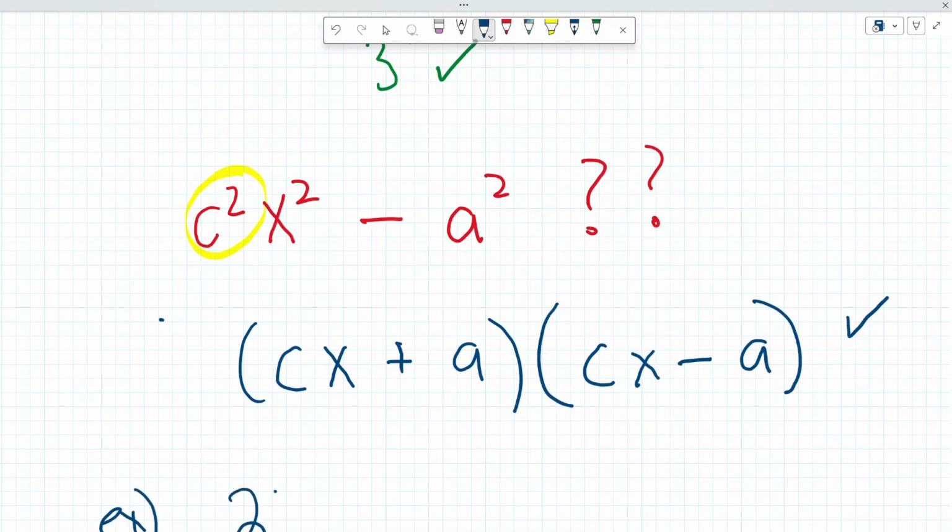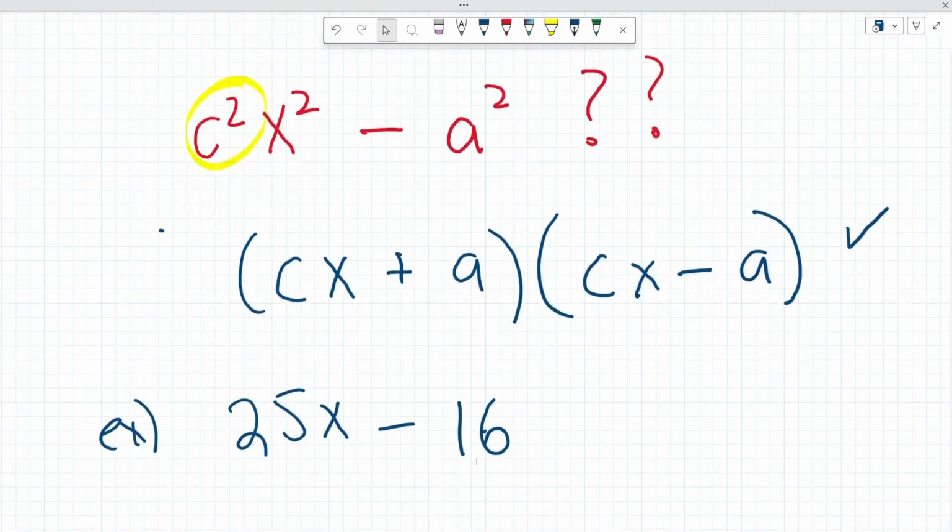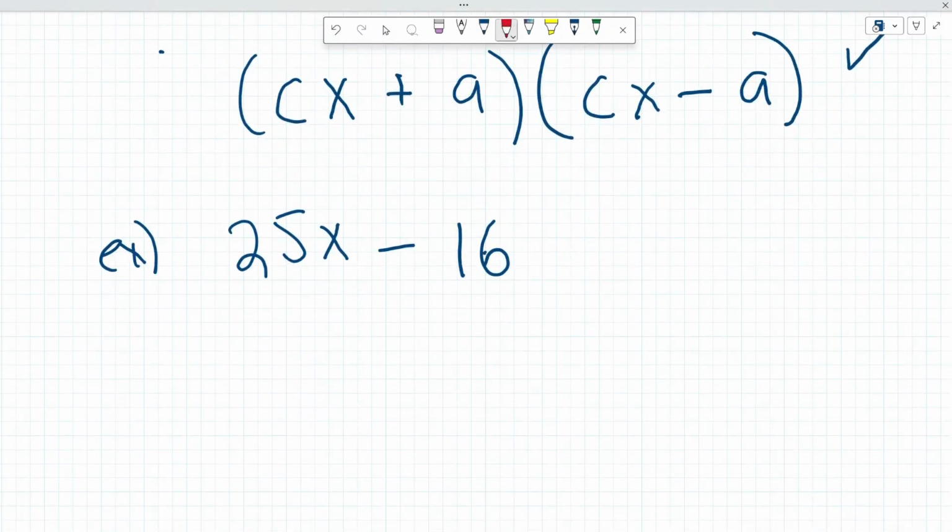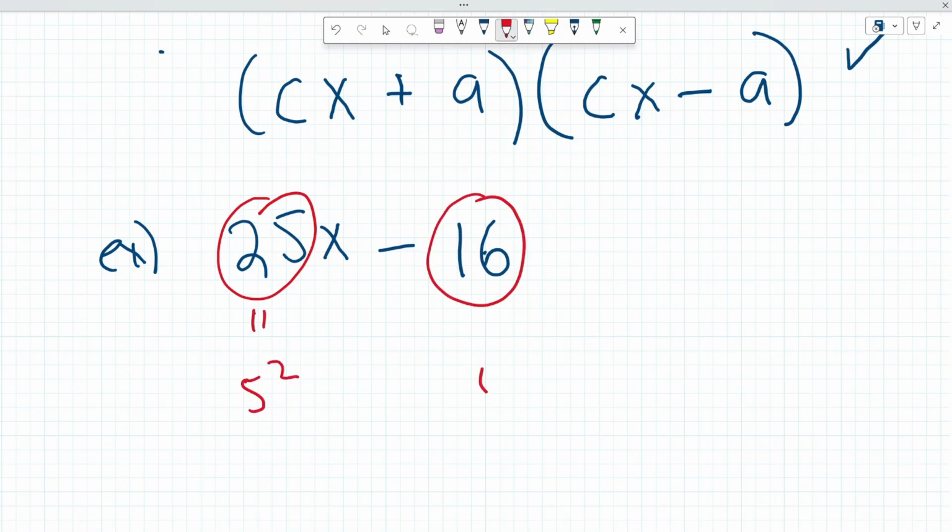What if we have 25x squared minus 16? How do we factor that? We first recognize that 25 equals 5 squared and 16 equals 4 squared. And furthermore, they are separated by a negative sign. Therefore, we have our difference of squares.